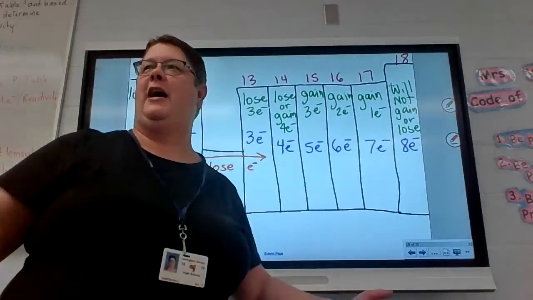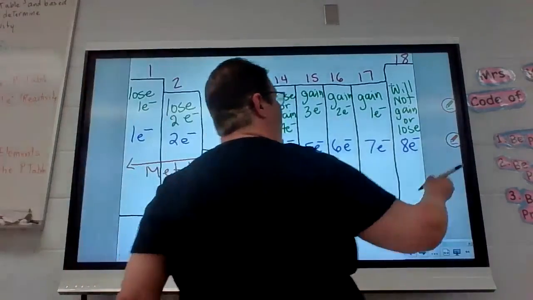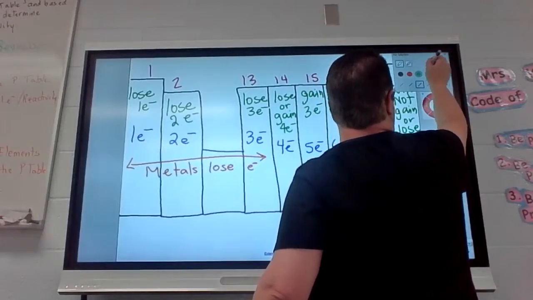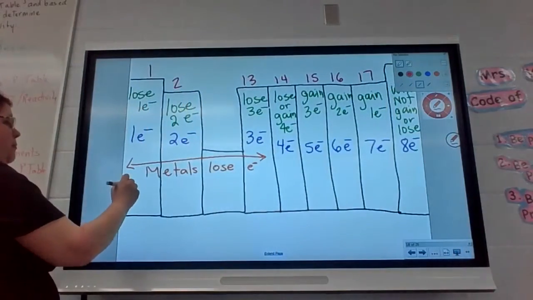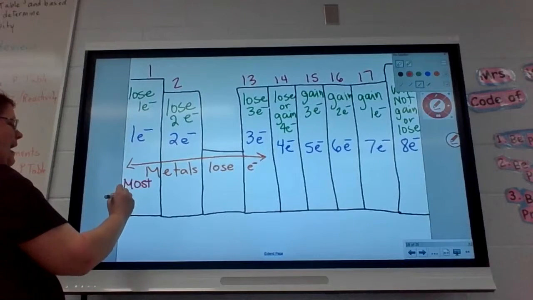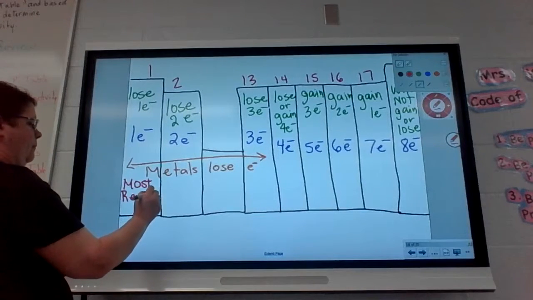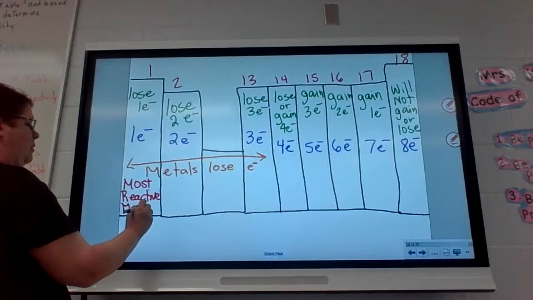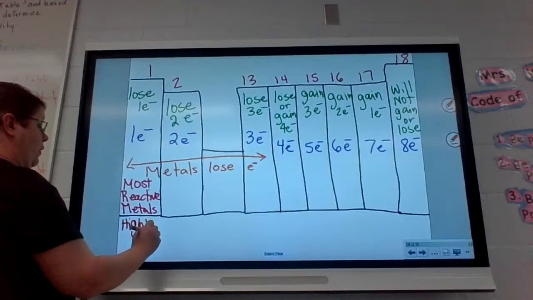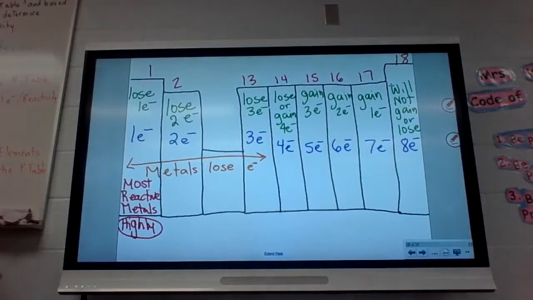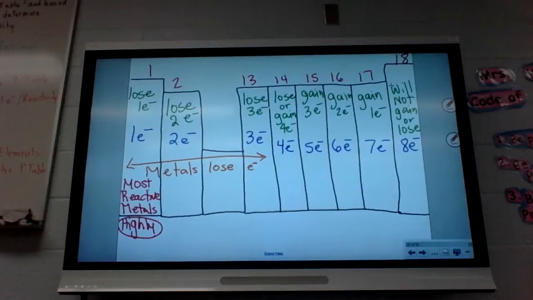Okay? Now, this tells us reactivity. How does it tell us reactivity? All right? Let's go with this. These are the most reactive metals. Okay? They are highly reactive. If they are the most reactive metals, they are highly reactive. They are so reactive you don't find those in nature. Okay? They are only found as compounds.